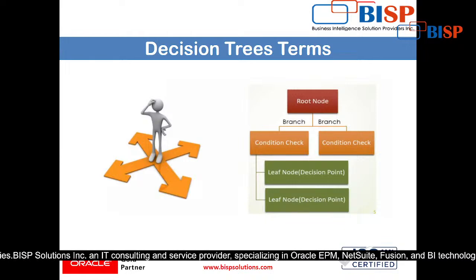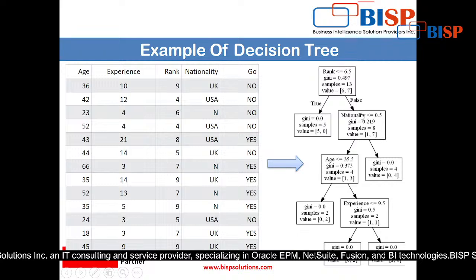Now decision tree terms. Now look at this root node, these are the branches, condition check, leaf node, decision point, right? Now let me explain the same thing with a very simple daily life scenario. A child has secured good marks and the child is willing to do his engineering. Let's take any metropolitan city, it's up to you. Now this is the root node. The problem is whether to send the child or not.